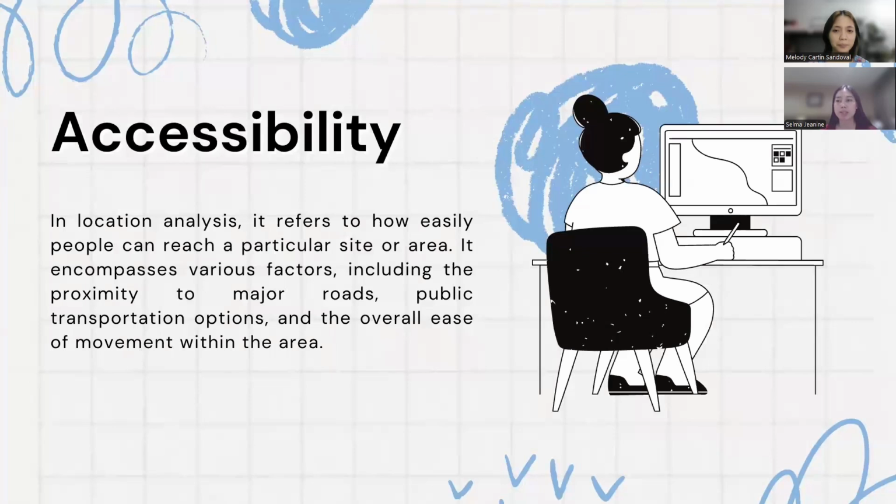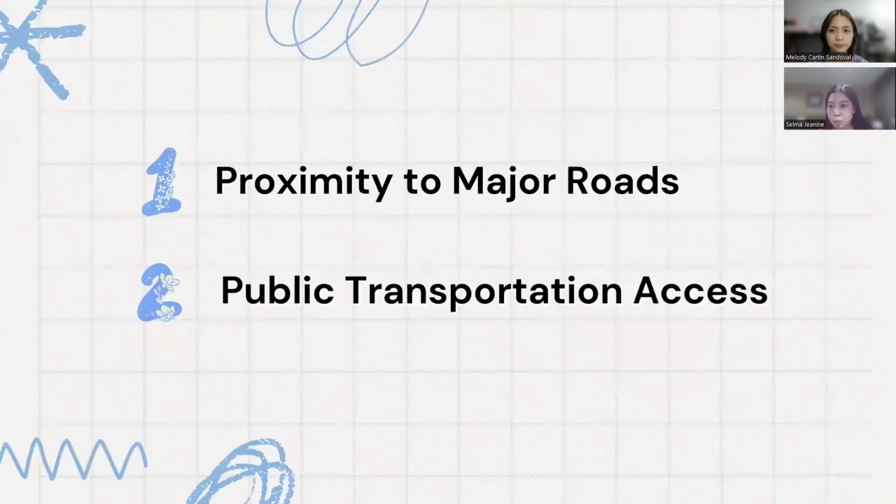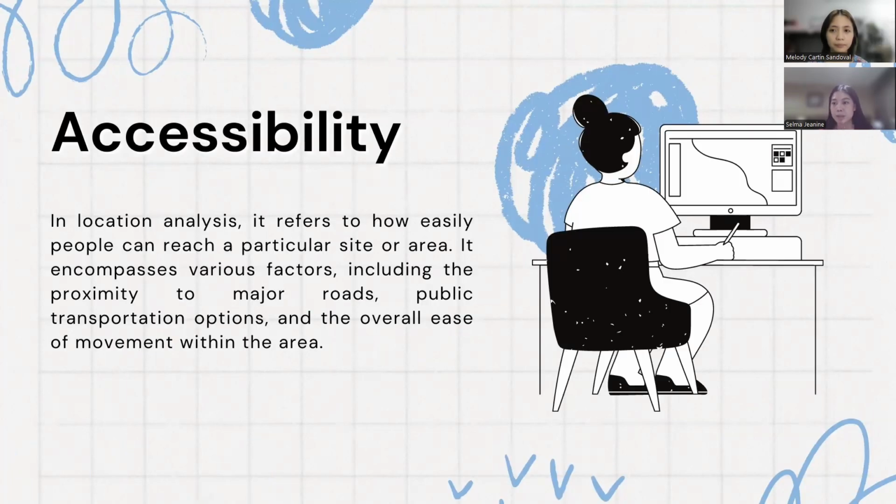The third one is the accessibility. It refers to how easily people can reach a particular site or area. It encompasses various factors, including the proximity to major roads, public transportation options, and the overall ease of movement within the area. High accessibility means that a location is convenient for potential patients or clients to reach, which can significantly influence the success of a business or service. It also ensures that clients can easily reach the location, increasing the likelihood of visits.